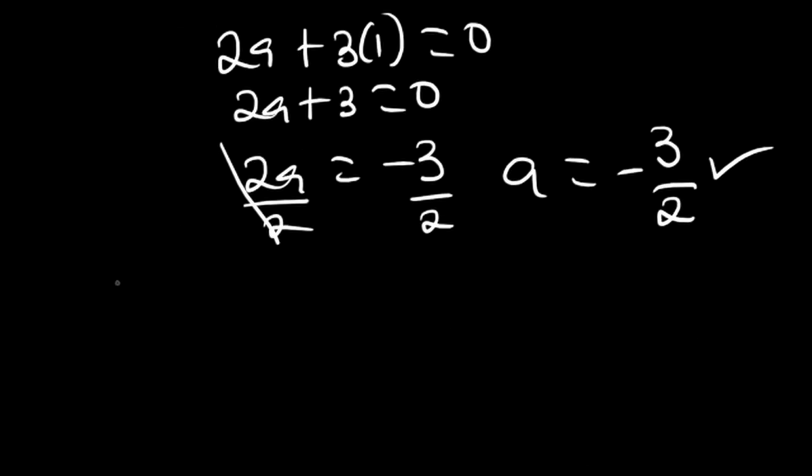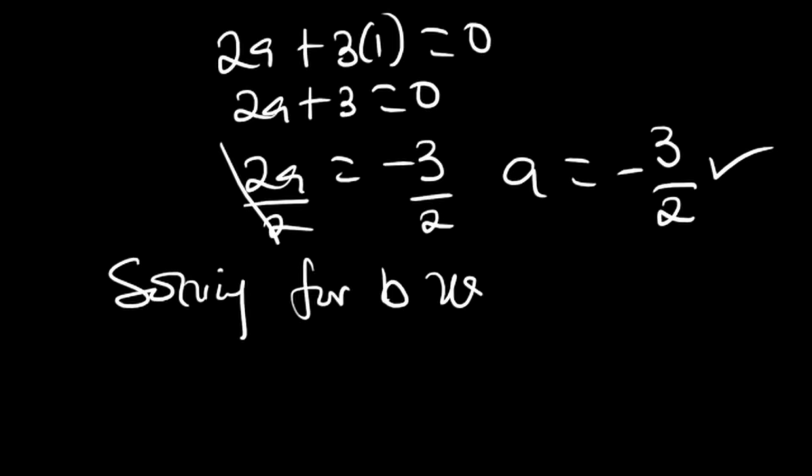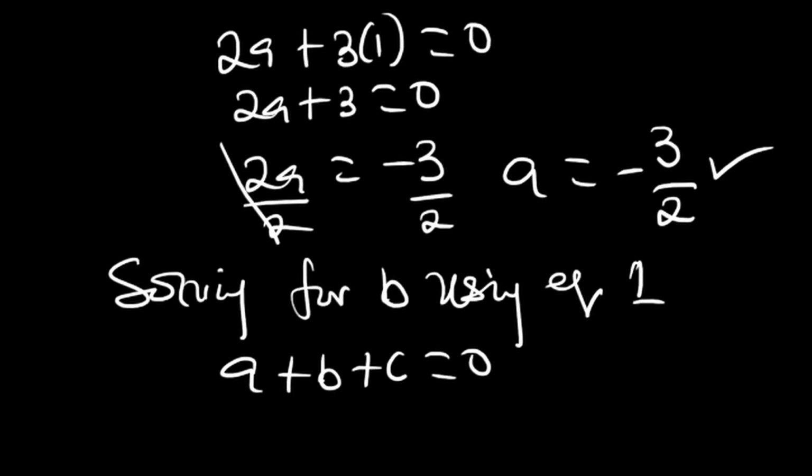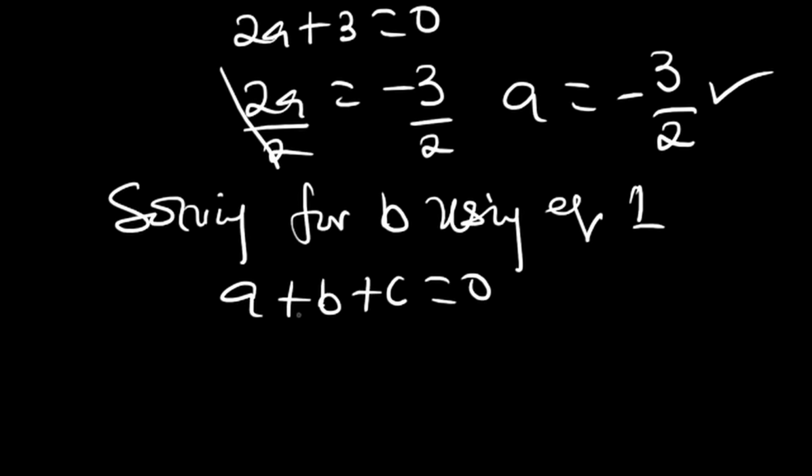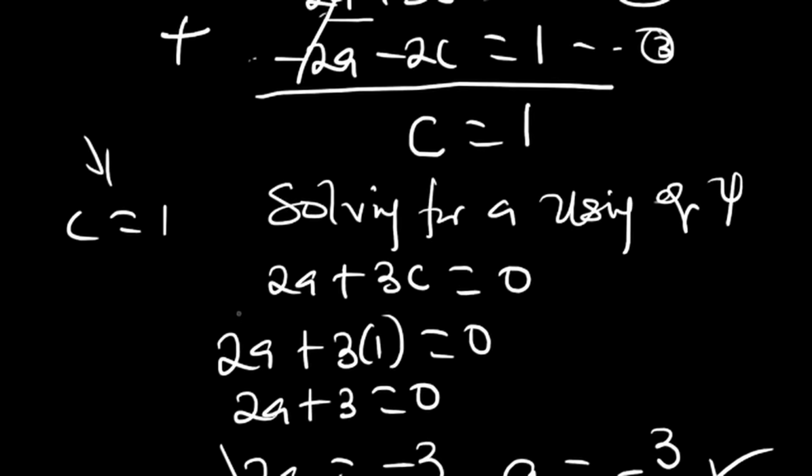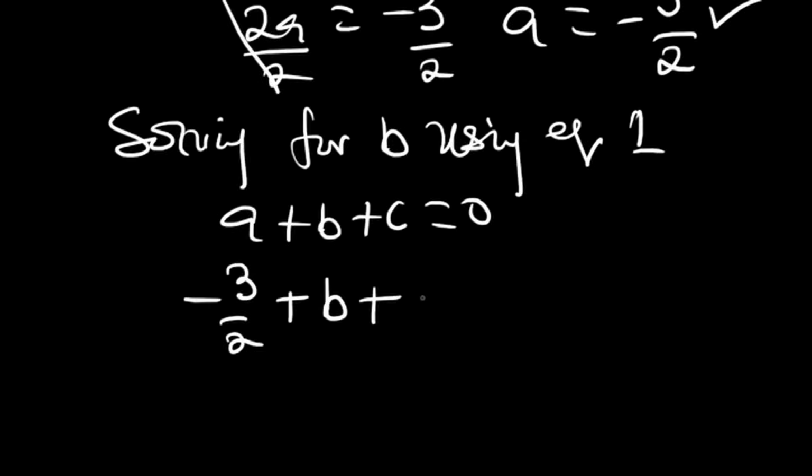So we say solving for b using equation 1. So equation 1 is a plus b plus c is equal to 0. All right. So we determined our a to be minus 3 over 2. So wherever we see a, we put minus 3 over 2. This now becomes minus 3 over 2 plus b, okay? And then we have plus our c, we got it to be a 1. And hence we now have plus 1. This is equal to 0.